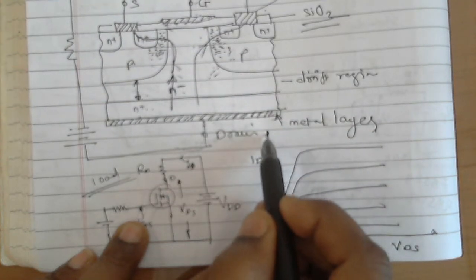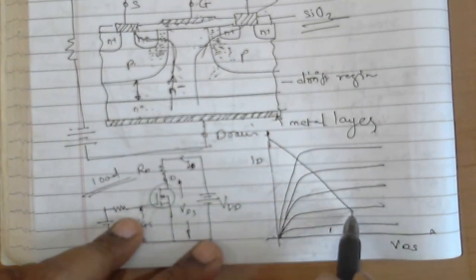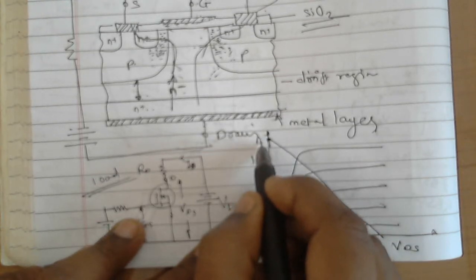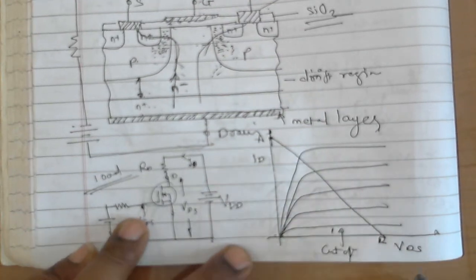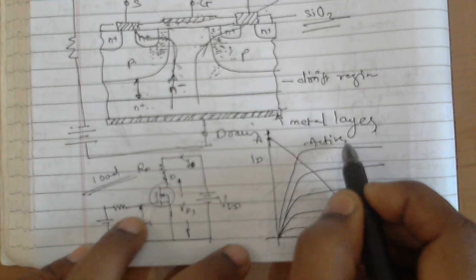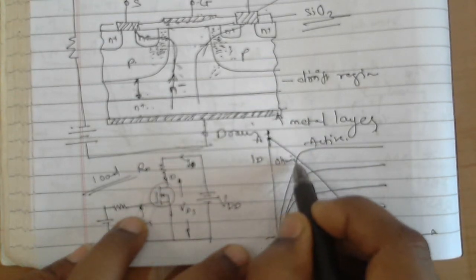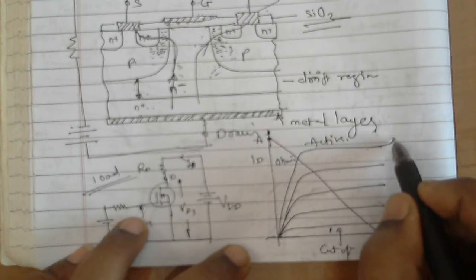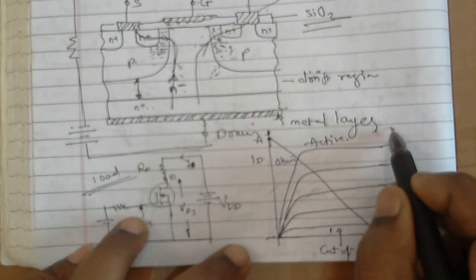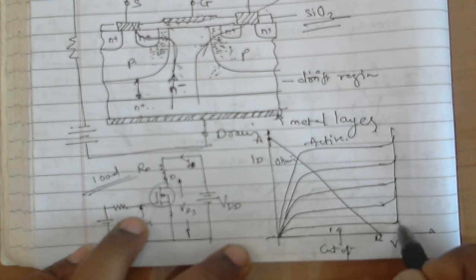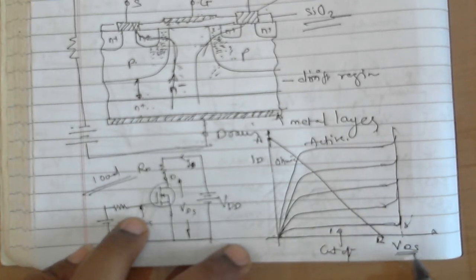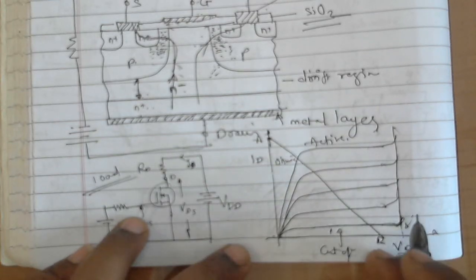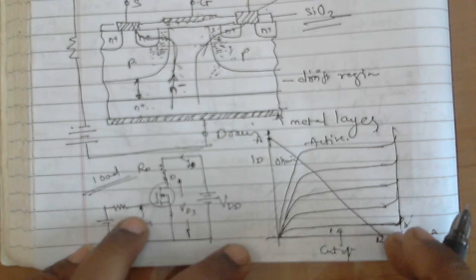Now if you draw the load characteristics, your characteristics will be somewhat like this. It intersects at point A here and B here. So this region is the cutoff region, where it won't work. This region is the active region, and this region is called the ohmic region. This is the breakdown point. If you don't give any gate to source voltage and go on increasing VDS, at a certain point these junctions break down and it starts conducting.